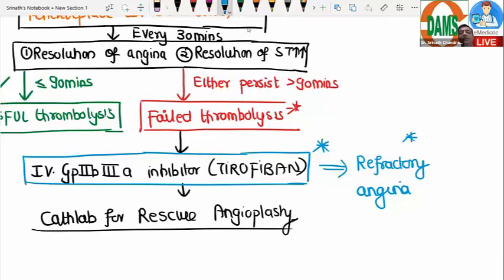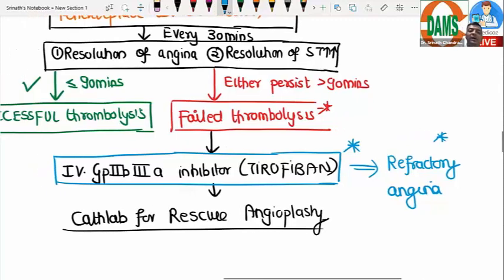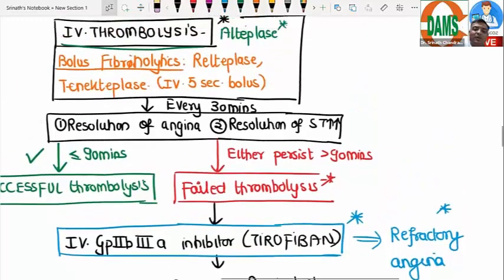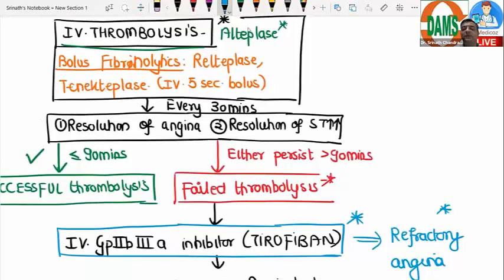And finally, we will complete with what you should monitor the patient for, whether you do thrombolysis or PCI. We will discuss and close the session after we complete the pharmacology of thrombolytics and GP2B3A inhibitors. Yes, over to you, sir.